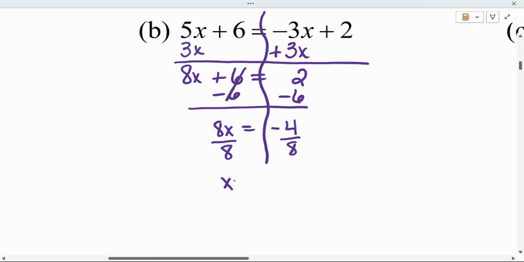So right now I have x equals negative 4 over 8. Can I reduce that fraction? What do you think, Owen? To negative 1/2. Yeah, it sounds to me like you divided both the top and the bottom, the numerator and the denominator, by 4. So x really equals negative 1/2.